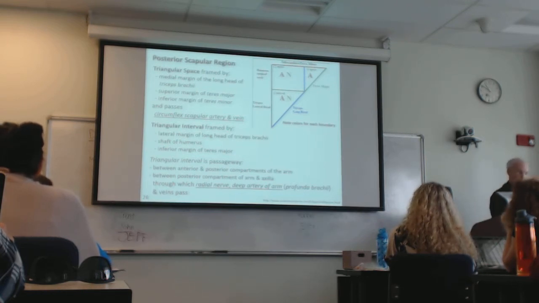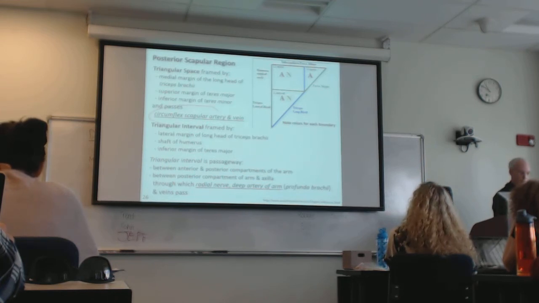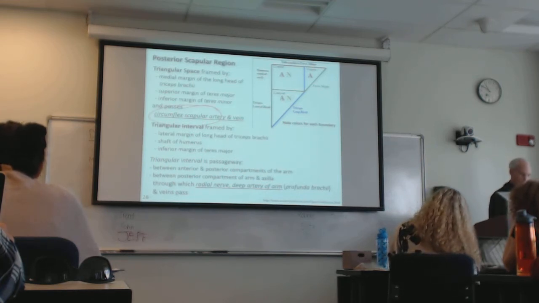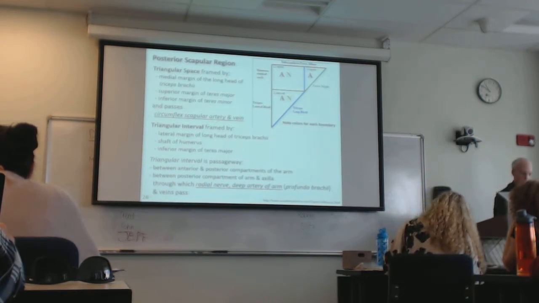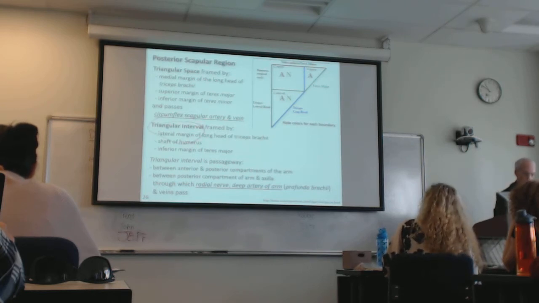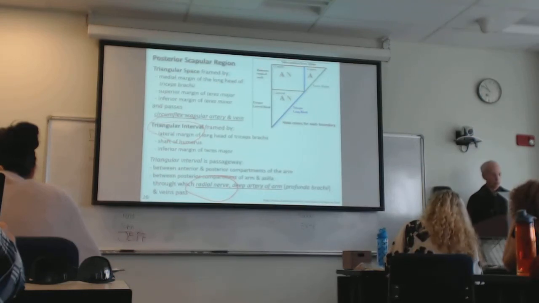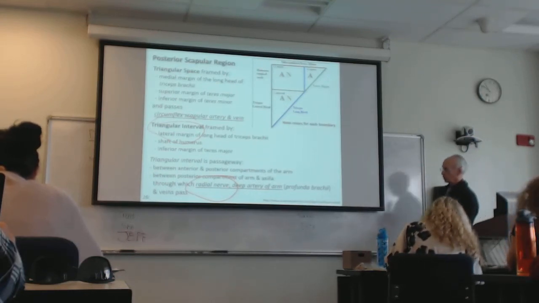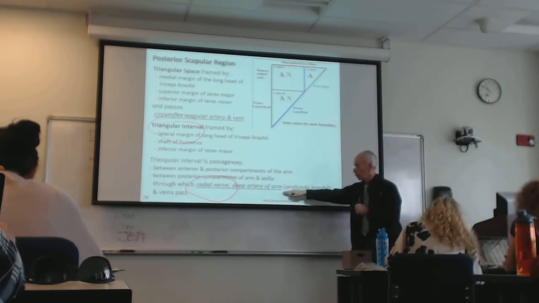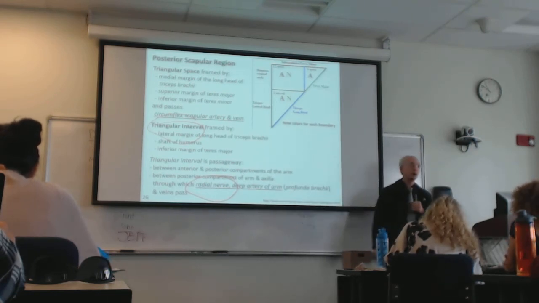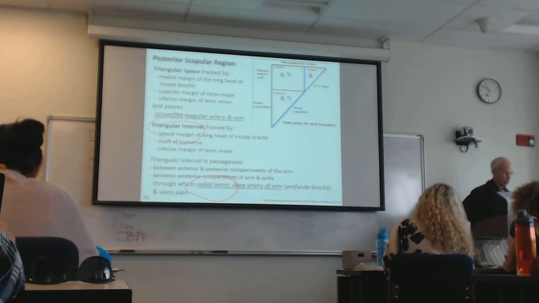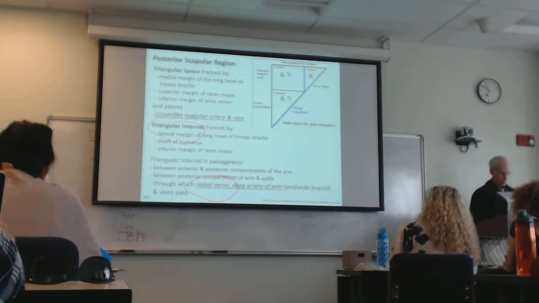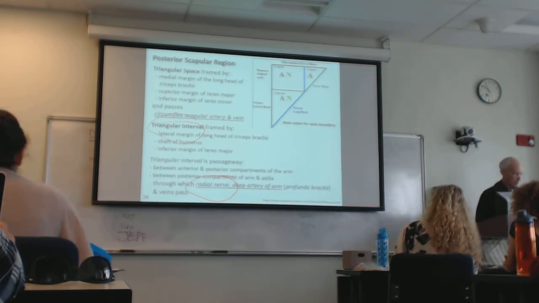But as we pointed out, the triangular space passes the circumflex scapular artery and vein. The triangular interval, very, very important, passes the radial nerve. We're going to talk about the radial nerve, a very critical structure, as well as the deep artery of the arm. The deep artery of the arm is important because it gives rise to the perfusion to the posterior compartment of the arm. Remember, the arm is the structure between the shoulder and the elbow. All right, let's take a break and we'll resume.